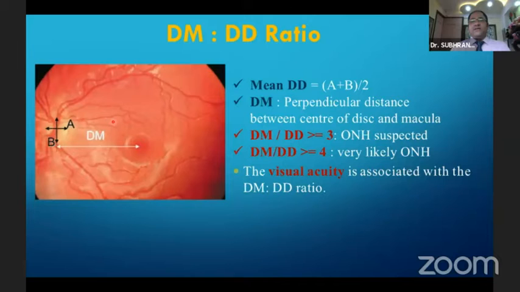Then there's another interesting point called the DM by DD ratio. The mean disc diameter is the average of the vertical and horizontal diameters of the disc, whereas the disc macular distance is the perpendicular distance between the center of the disc and the macula. With a DM by DD ratio of more than or equal to 3, we can suspect optic nerve hypoplasia. And if it is more than or equal to 4, then we are very likely looking at ONH. The visual acuity is also associated with this DM by DD ratio.